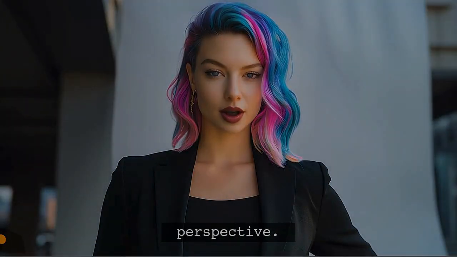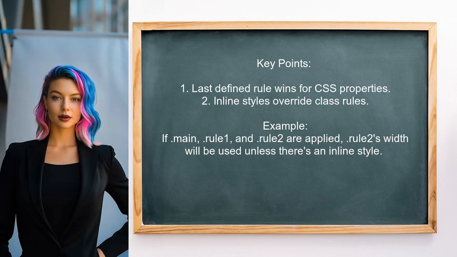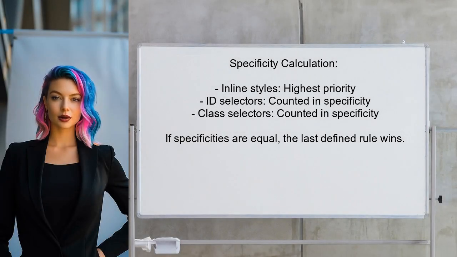Let's see another perspective. This user explains that when multiple classes are applied to an HTML element, the last defined rule takes precedence for properties like width. However, if there's an inline style, that will override any class rules. They also mention that specificity plays a role in determining which styles apply. Specificity is calculated based on the type of selectors used, with inline styles having the highest priority.